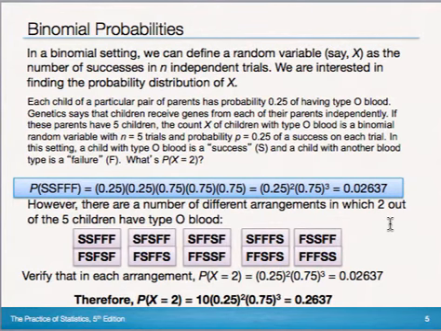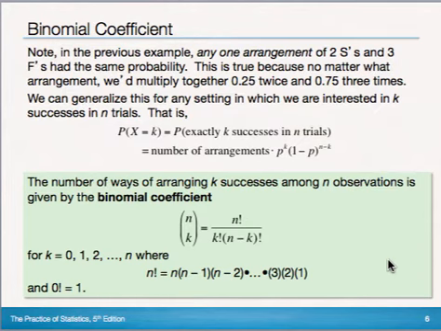It turns out that there are in fact 10 different ways that we could have that, 2 with type O blood and 3 without. And so we have to multiply our 0.02637 probability by 10, which gives us an overall probability of this occurring of 0.2637. So the way that we calculate that 10, which we call the binomial coefficient, is like this. The top number in this is the number of trials, factorial. So for 5 trials, it would be 5 times 4 times 3 times 2 times 1.